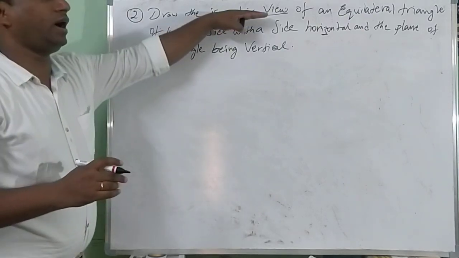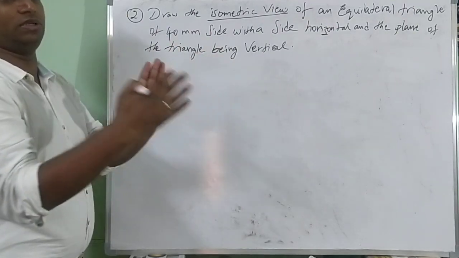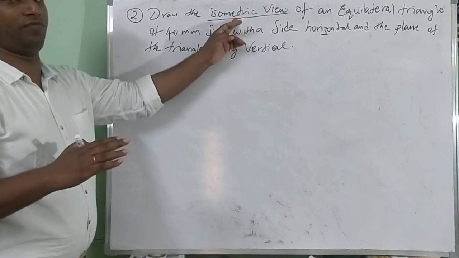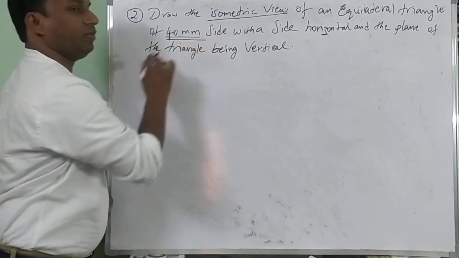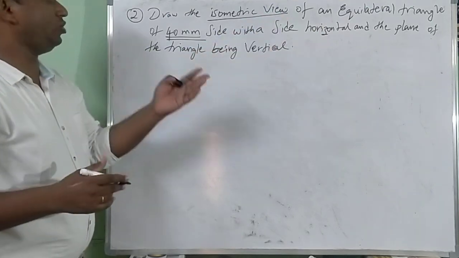But here, if you remember, the difference between isometric projection and isometric view is that we are supposed to consider the original number for isometric view. That is nothing but your 40 mm itself. No need to reduce it. That is the first one. Equilateral triangle, you know how to do that.